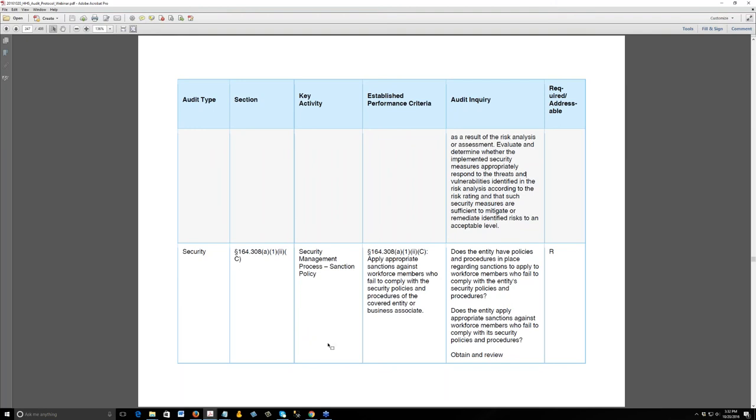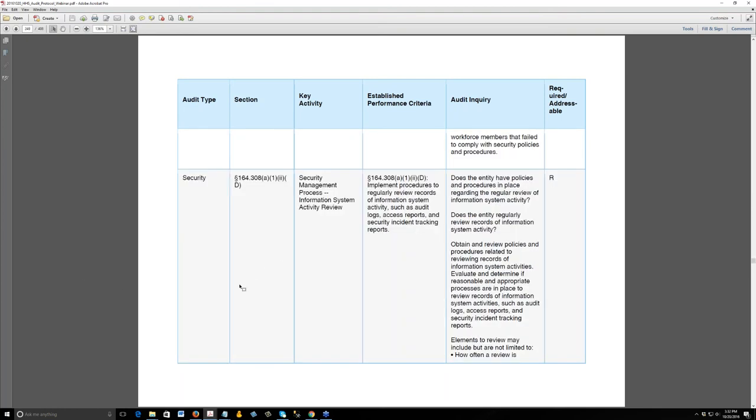The protocol is all about requirements, all about requirements, and it's here. All of it is here. Right, you search for breach notification. You'll find that here as well.